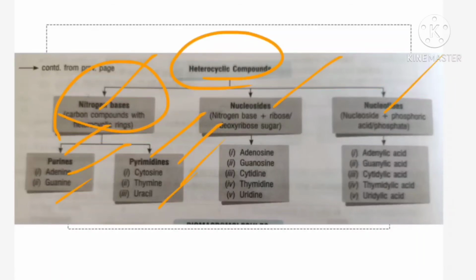Now these nitrogenous bases, I told you, are divided into purines and pyrimidines. Purines are again divided into adenine and guanine. Pyrimidines are again divided into cytosine, thymine and uracil.